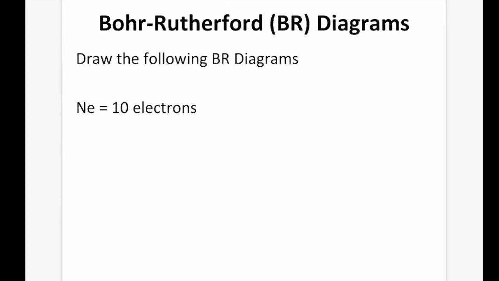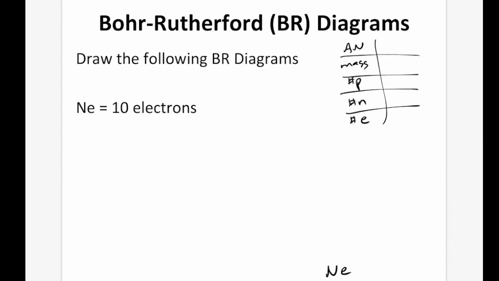Neon. So the first thing we're going to do is we're going to write neon below. And then we're going to make our chart. We're going to say atomic number. We're going to have mass. We're going to have number of protons, number of neutrons, and number of electrons.